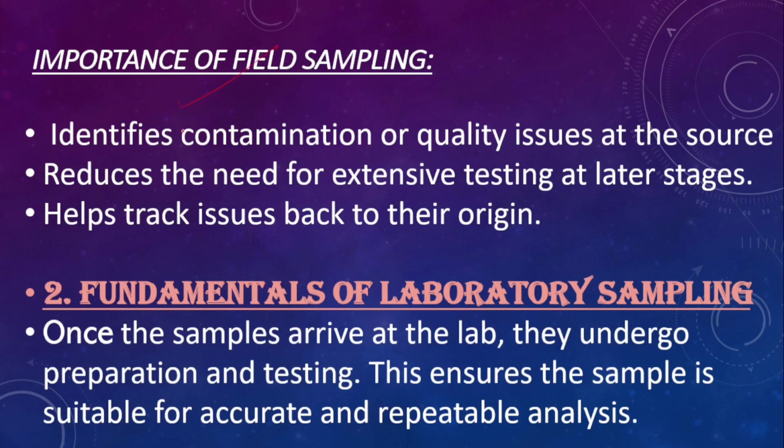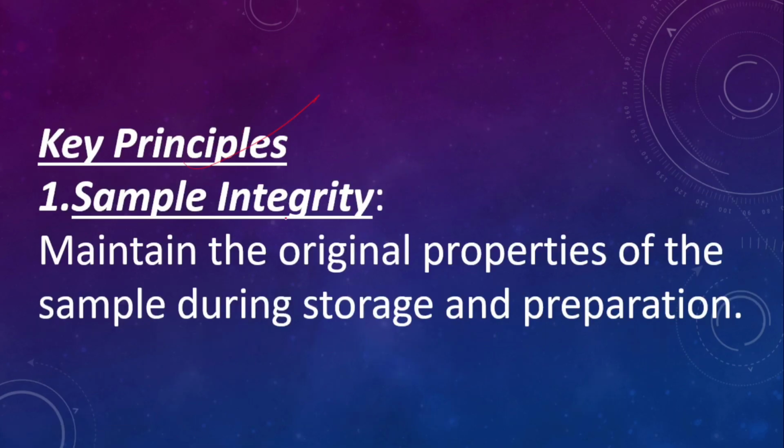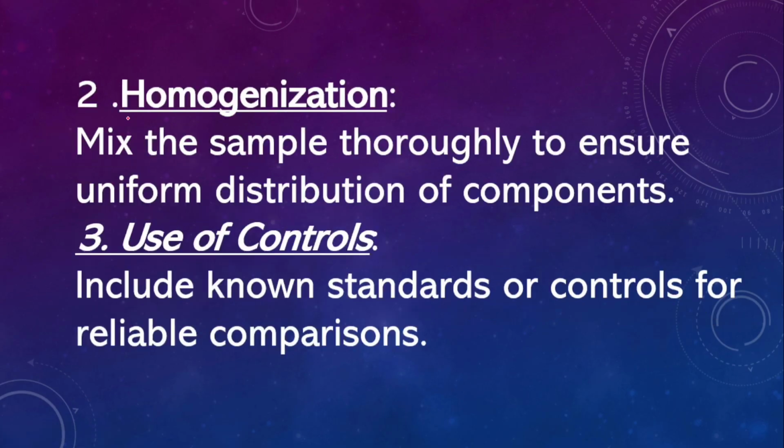What is the importance of field sampling? It identifies contamination or quality issues at the source, reduces the need for extensive testing at later stages, and helps track issues back to their origin. And what are the fundamentals of laboratory sampling? Once the samples arrive at the lab, they undergo preparation and testing. This ensures the sample is suitable for accurate and repeatable analysis. The key principles start with sample integrity. It maintains the original properties of the sample during storage and preparation.